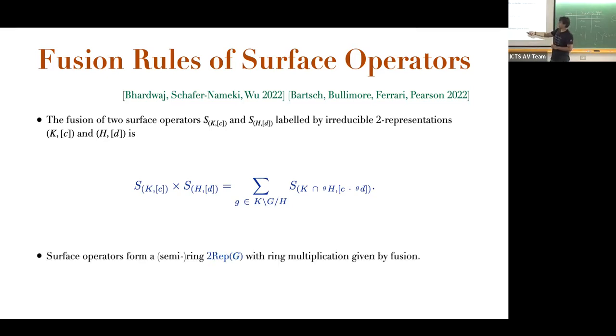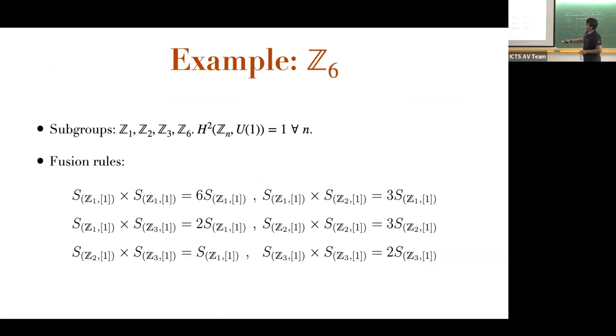So these surfaces form a semi-ring again, which is some 2Rep G. This is a ring of surfaces. So let me go to an example directly where we can see all the different fusion rules. Suppose the gauge group that we start with is Z6.